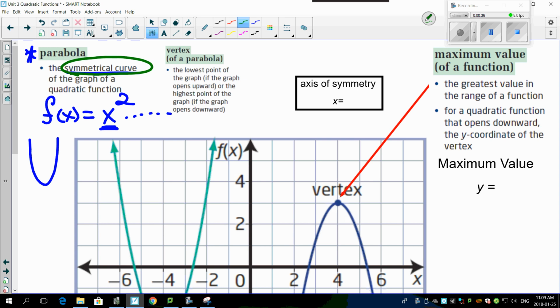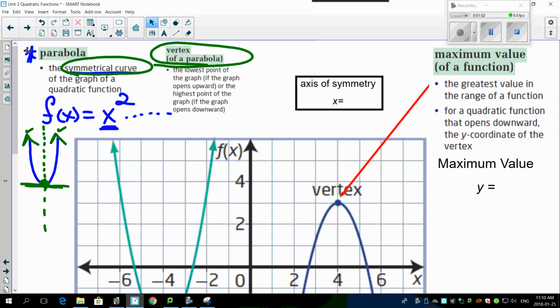Now, this U-shaped looking graph has a couple things. It's symmetrical. What does that mean? You can divide it right in half like this, and this half and this half are exactly the same. They're just mirror images of each other. Now, the other thing we talked about in the last podcast is this idea of the vertex. In this case, when it's opening upwards, and this goes on forever, this is the lowest point. That's the vertex, okay? Now, if we have one going the other direction, opening downwards, this goes on forever and ever, but you'll notice it hits a maximum value, and that in fact is the vertex as well.